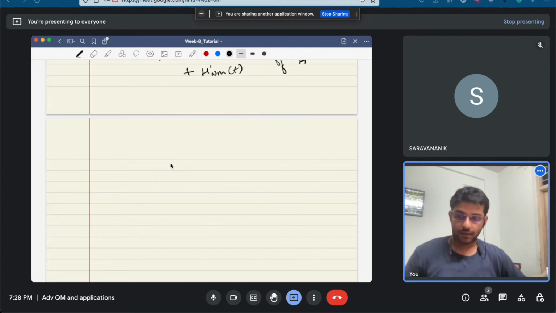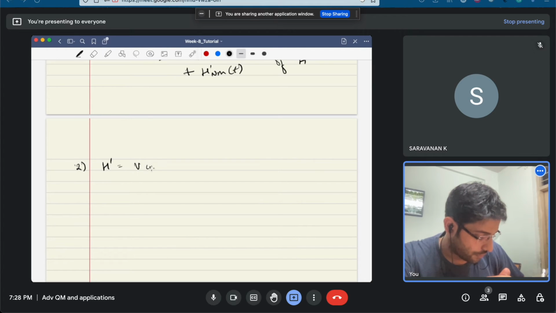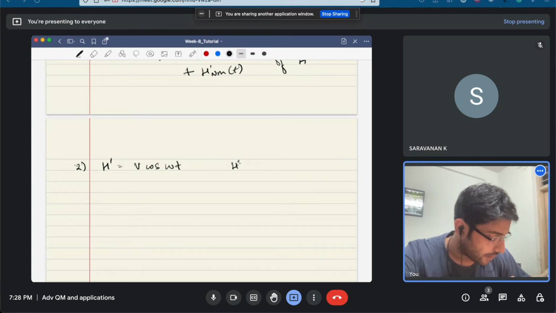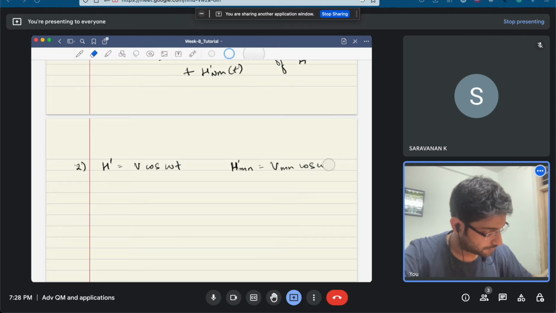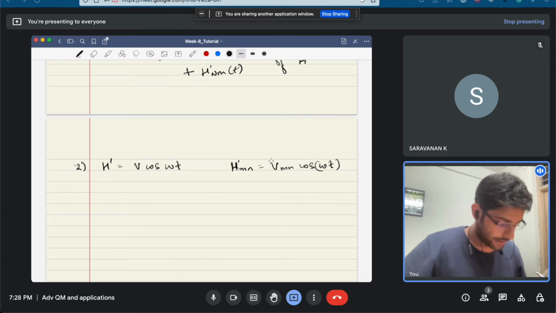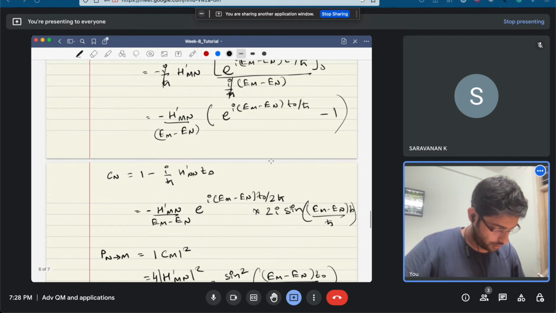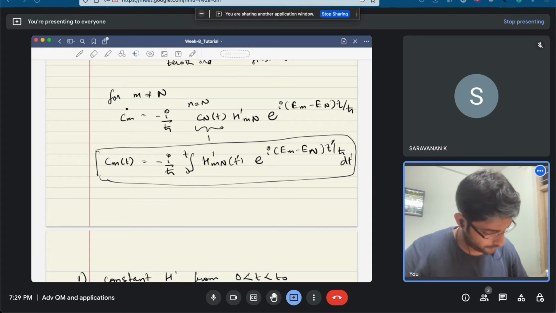Now let's consider the second case, where we have a perturbing term as a sinusoidal function. We can write H prime mn as Vmn cos omega t. Let us take the same path that we have taken so far. You can just copy paste from here.